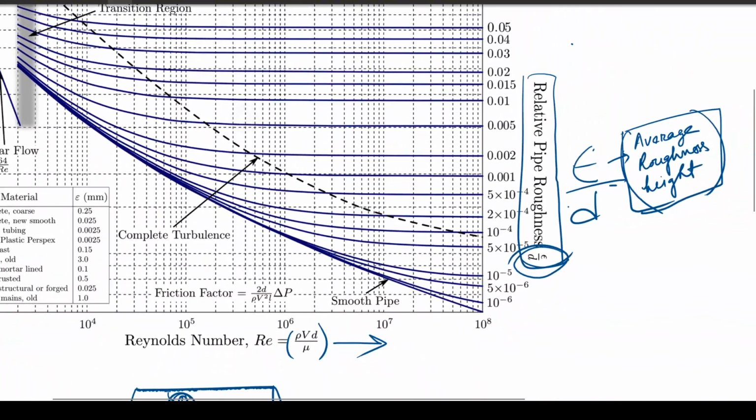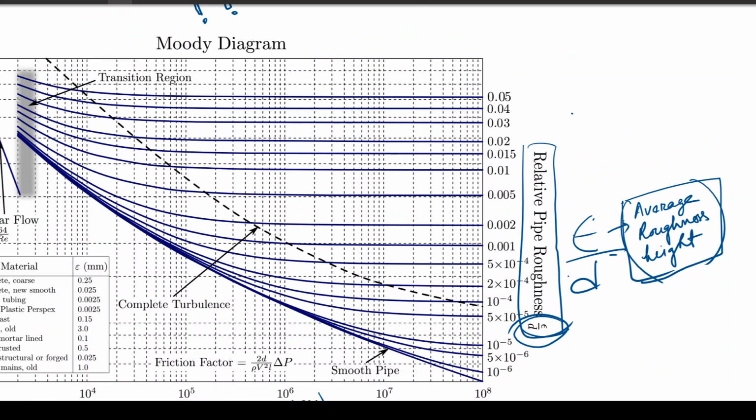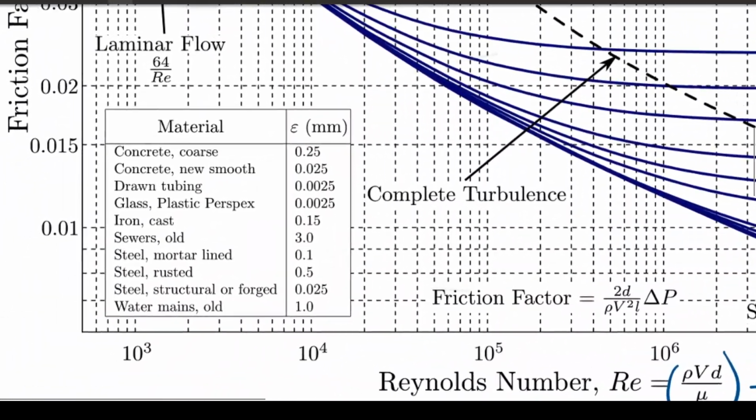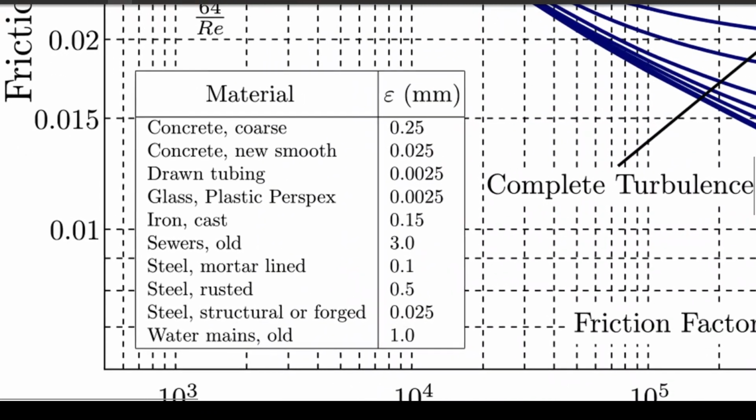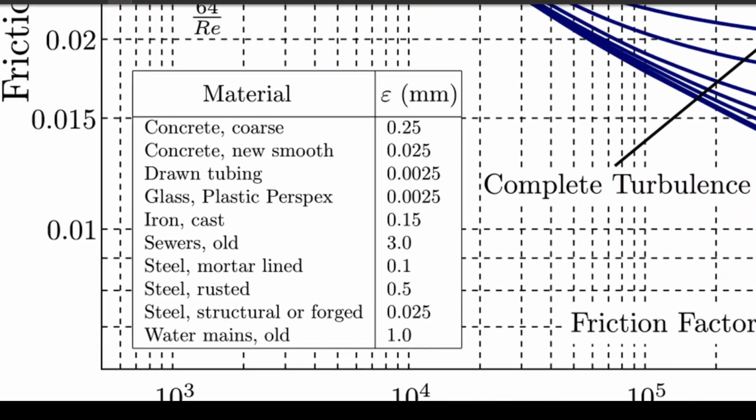Now you can see a number of curves. These curves will be applicable for different values of relative roughness, like this, and based on the given pipe or the pipe material, we can find out the average roughness for that particular material. For example, for coarse concrete it is 0.25 millimeter. For smooth concrete, it is 0.025 millimeter.